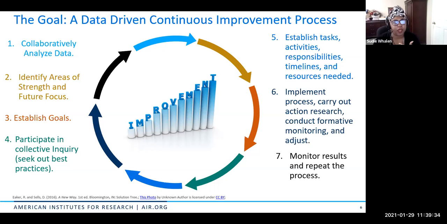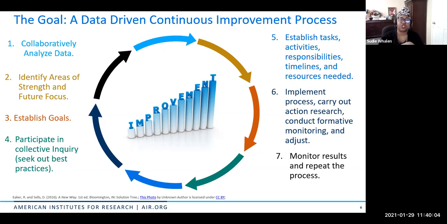But then we also take time to look for where are the gaps, where are our challenges, where are students struggling, and that's where we place our future focus. We establish goals, both long-term and short-term, to help us meet the long-term goals. We participate in collective inquiry, which is seeking out best practices, identifying what works and what doesn't. We establish specific tasks, activities, responsibilities, timelines, and resources that are needed in order for us to meet our goals.